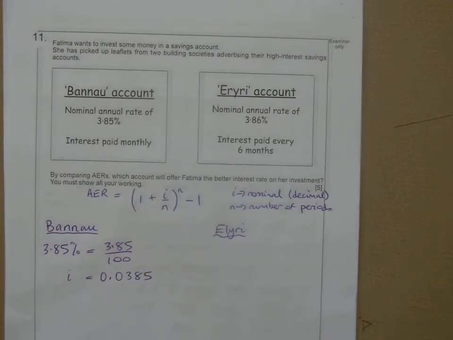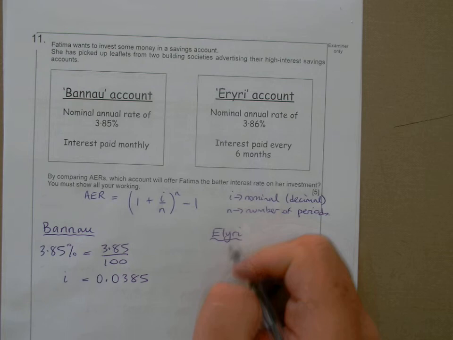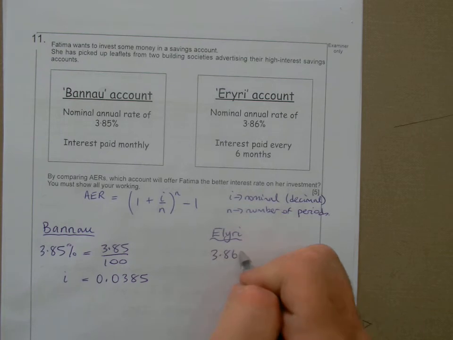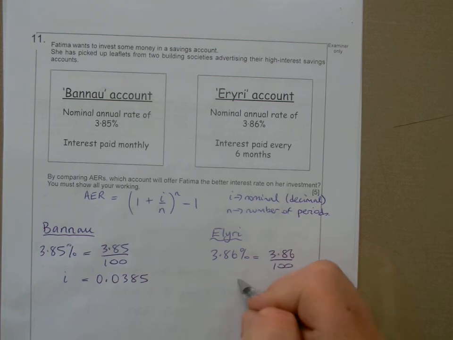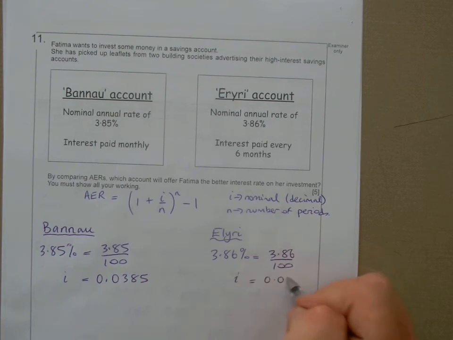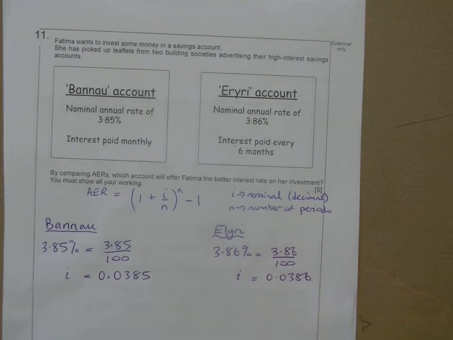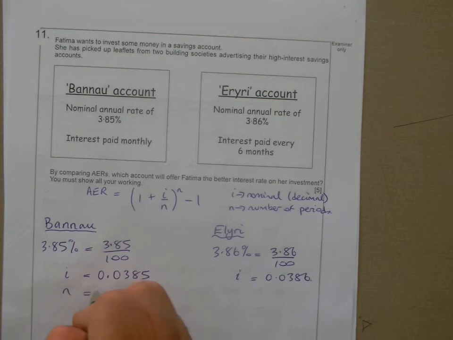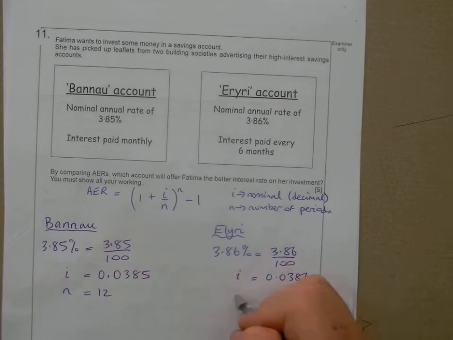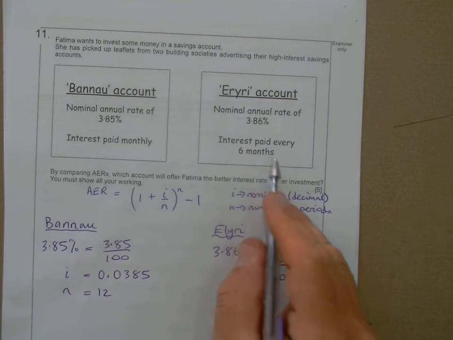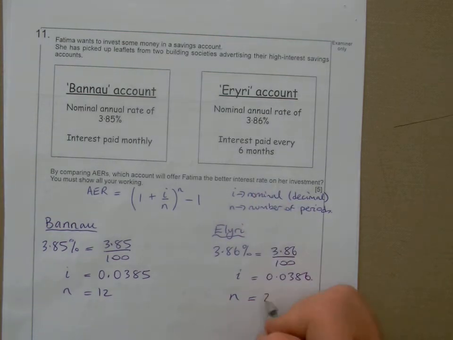We can do the same for Aliri as well, so you've got 3.86%, so that'll be 3.86 divided by 100. So the I in that case will be 0.0386. Now for Banai, it says interest is paid monthly. So the number of compounding periods, well, you paid interest every month, it compounds 12 times in a year. And for Aliri, it's every 6 months. So there's only 2 interest payments there, isn't there? Every 6 months. It's halfway through the year and at the end of the year.